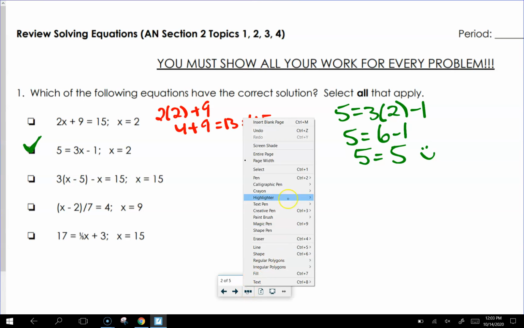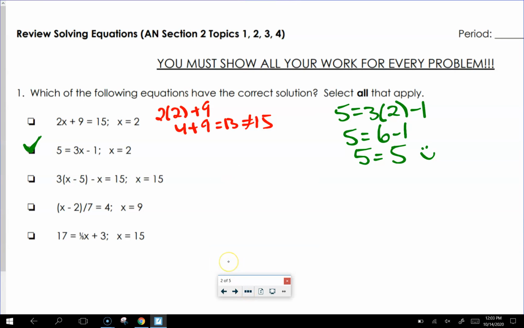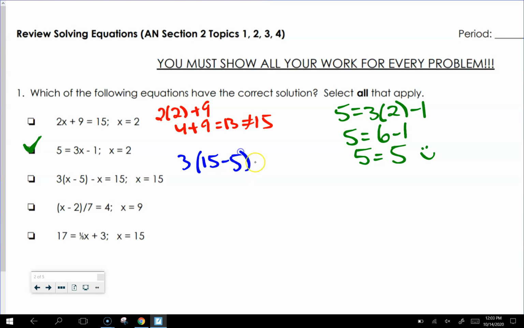All right. It's a quiz. 3 times the quantity x minus 5, minus x equals 15 when x equals 15. All right, so I'm going to first write it through, and whenever I see an x, I'm going to stop and put 15 in its spot. So this was an x, and this was an x. Yes, ma'am.